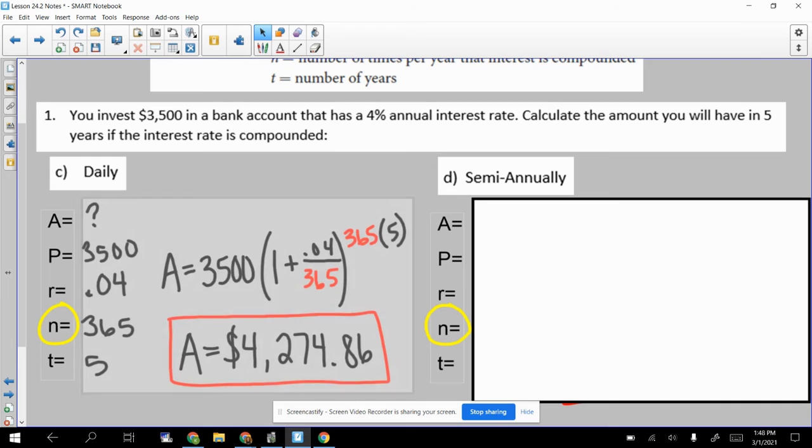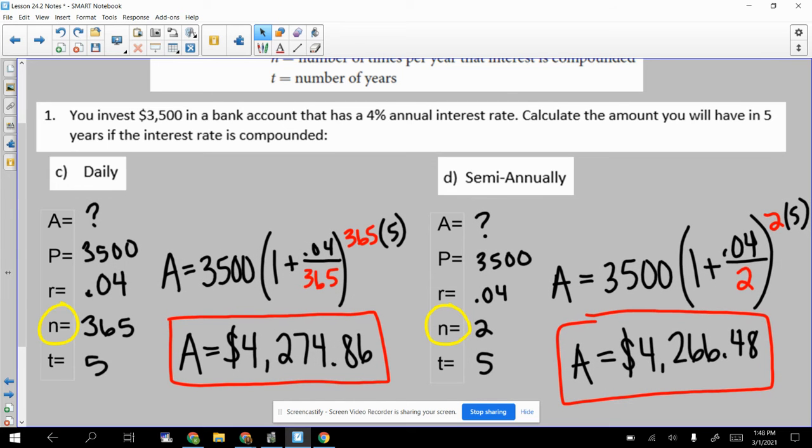And hopefully you paused and you tried both of these. And really all that should have changed is the N values again. So 365 for daily and 2 for semi-annually. And so you can see your new answers here. So daily, you would make even a little bit more than monthly because it's being compounded more often. But semi-annually, you would make a little bit less because that's happening just twice a year. Okay. But all very similar, probably within $10 of each other.